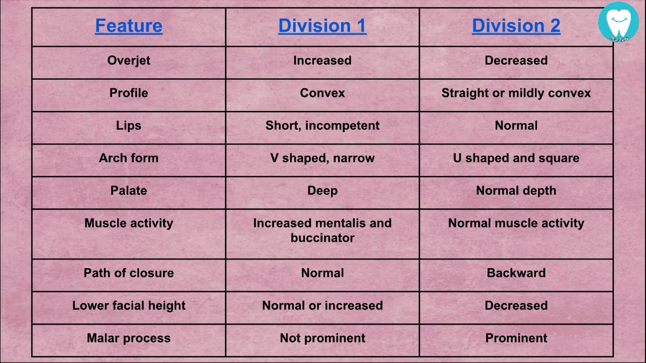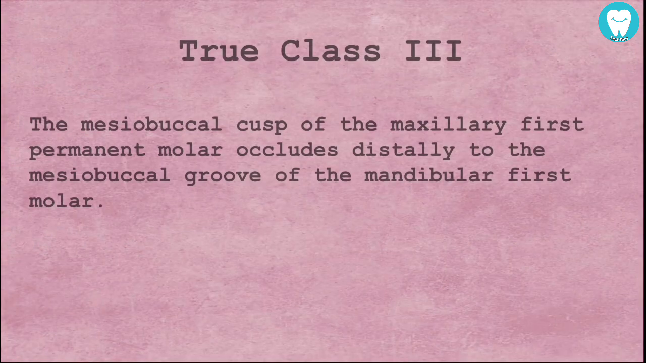Path of closure will be normal for division 1 while it may be backward for division 2. Lower facial height is normal or increased in division 1 while it will be decreased in division 2. Malar process will not be prominent in division 1 while it might be prominent in division 2. This is a very important differentiation, so that when a patient comes to us with a class 2 relation, we can distinguish between division 1 and division 2. Now let's see what class 3 is.